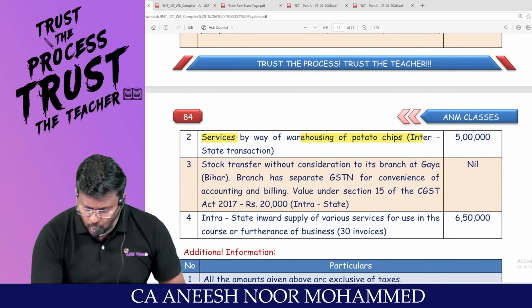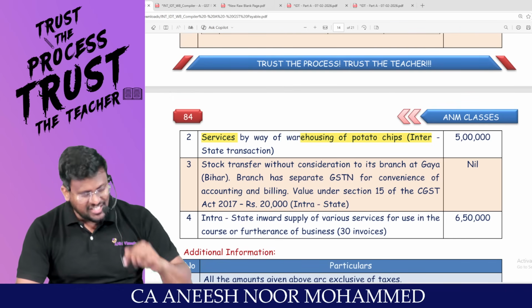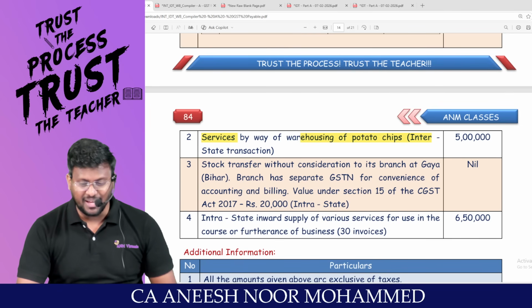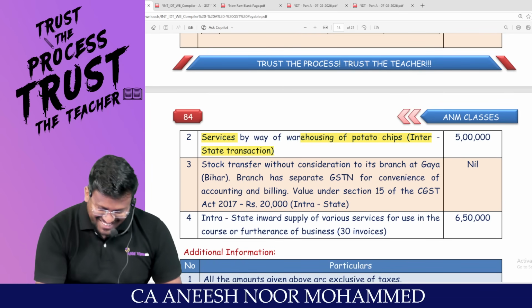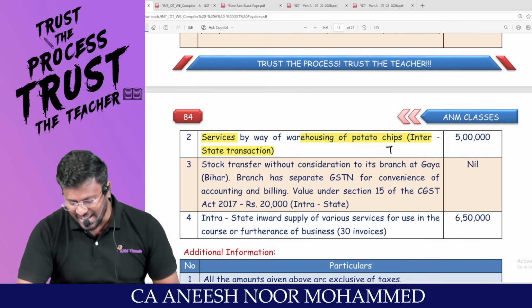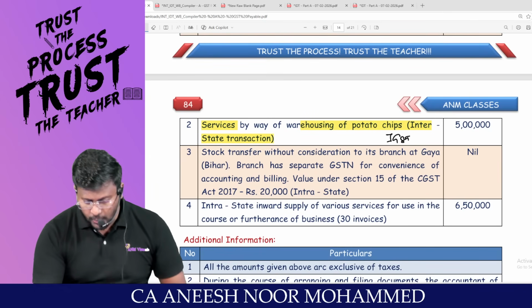By way of warehousing of potato chips. Sir, warehousing of potato is an agriculture produce exempt from tax, whereas potato chips are taxable. This is an interstate transaction, so IGST should be collected. Am I right, sir? Stock transfer without consideration.